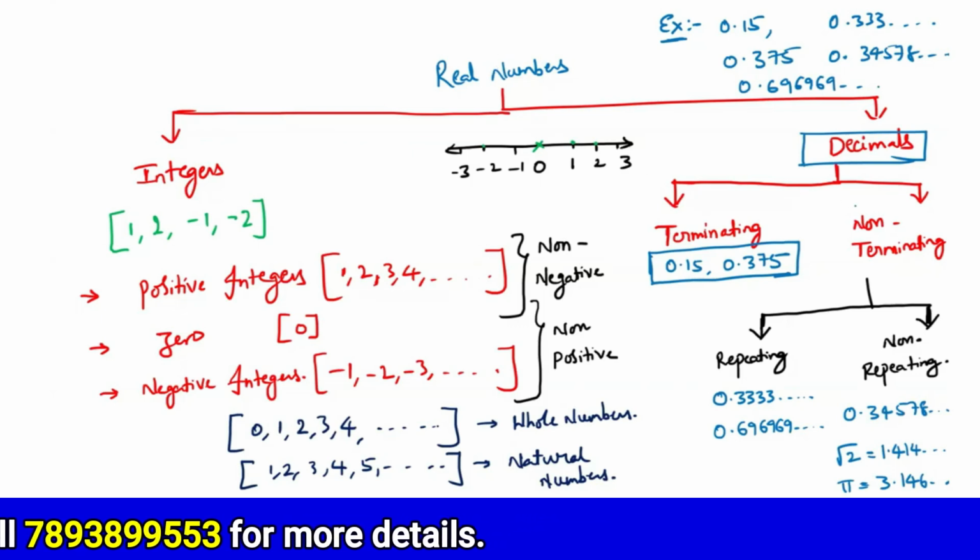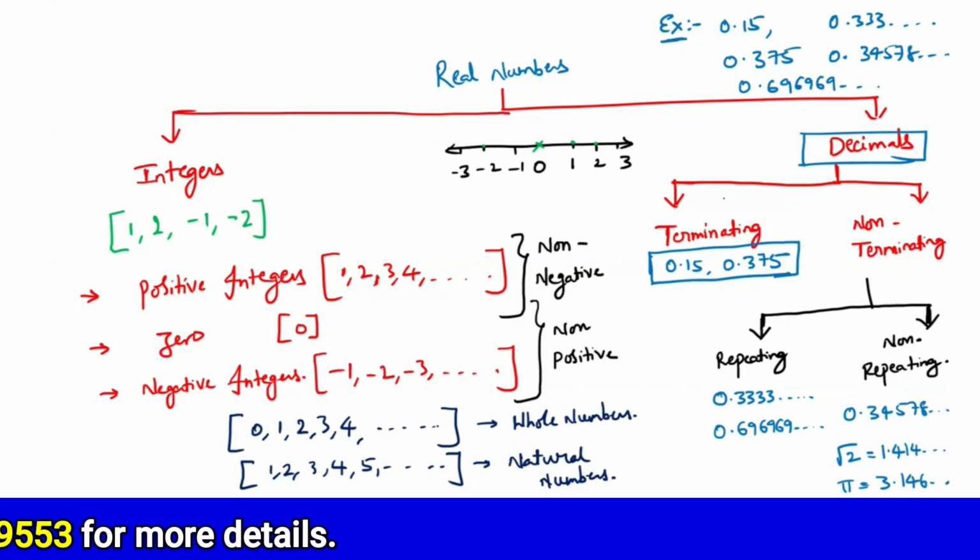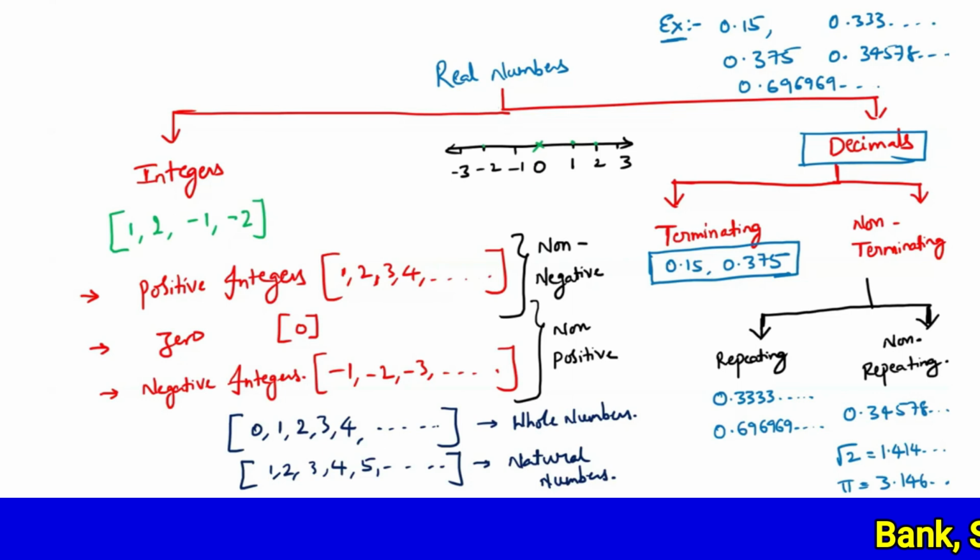And obviously, all these things can be represented on the number line. And now coming to the next classification.